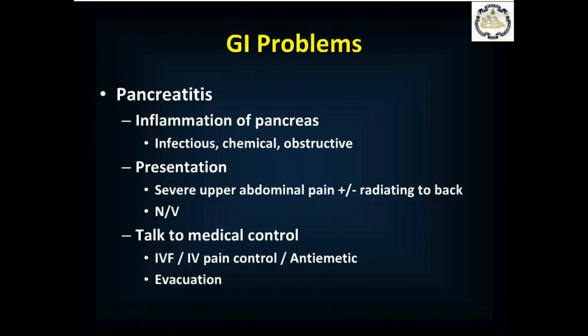Very elevated triglyceride levels in the blood, fats in the blood, can also cause pancreatitis. And the presentation tends to be of severe upper abdominal pain that may go straight through to the back, associated with nausea and vomiting. And your treatment will typically be IV fluids and pain control and an anti-nausea medication. And in mild cases where the patient feels better, you may be able to keep them aboard with just a clear liquid diet. But if they're sicker than that and they're in severe pain or can't tolerate any fluids, they'll need to be evacuated.